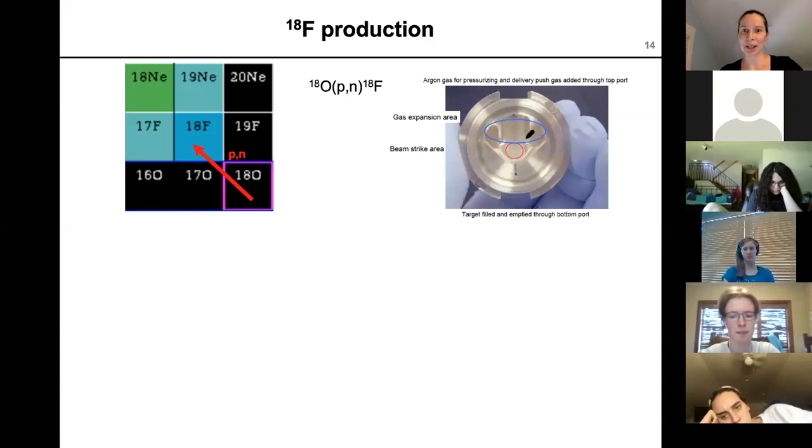A liquid target here is usually used for oxygen 18 enriched water. So the water sits somewhere here. The beam hits it, where you can see the little red circle. Some gas is generated. Of course, the sample gets quite hot. And then as soon as the irradiation is finished, the target is emptied through the bottom and then the separation begins.